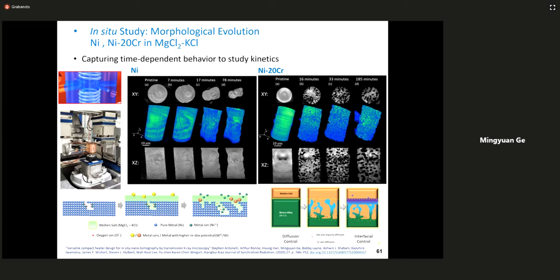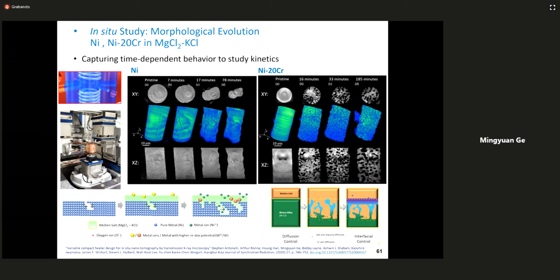We can see a lot of void structure built up in this alloy. This gives people some idea about why this happens. There are two different mechanisms of this evolution: pure nickel and nickel doped with chromium. For this alloy, chromium is more mobile than nickel, if I understand correctly. So there's a continued dissolution of the chromium at high temperature into the molten salt, building up, forming a kind of threshold.